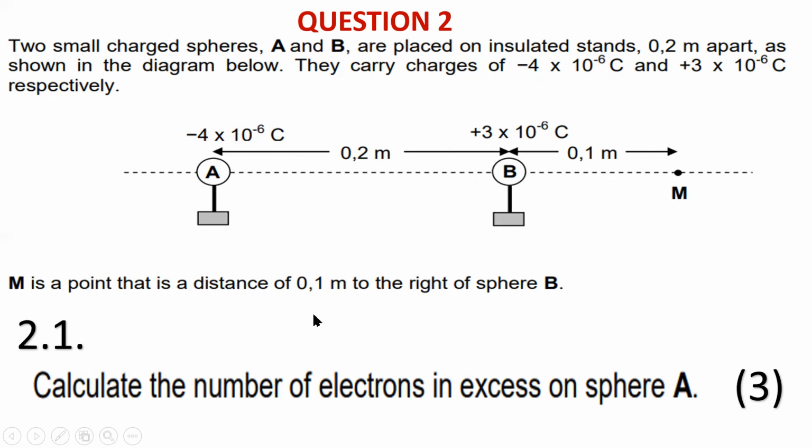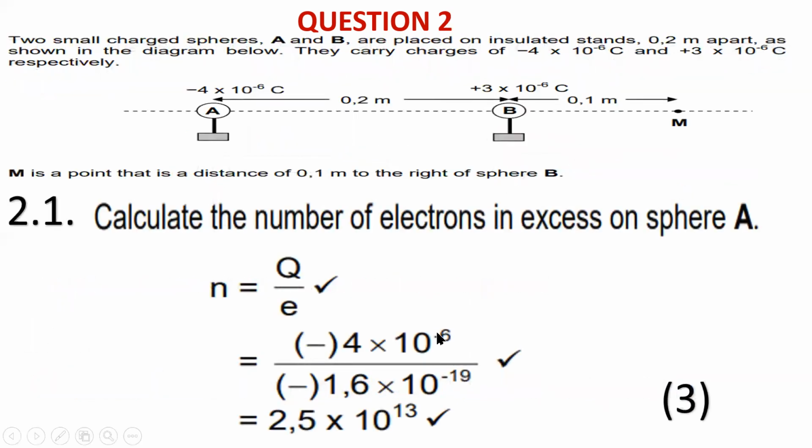So what do they ask? They're asking you, calculate the number of electrons in sphere A. We're calculating the number of electrons. The formula is N is equal to charge over e. Charge of A we are using. e is the charge of an electron, as you know. So it is negative because, as you see in the diagram, it is given as negative 4 times 10 to the power of negative 6 coulombs. And then over negative 1.6 times 10 to the power of negative 19. So if your charge is positive, for e you are also going to use positive 1.6. You remember that one? Because we always get a positive number of electrons.